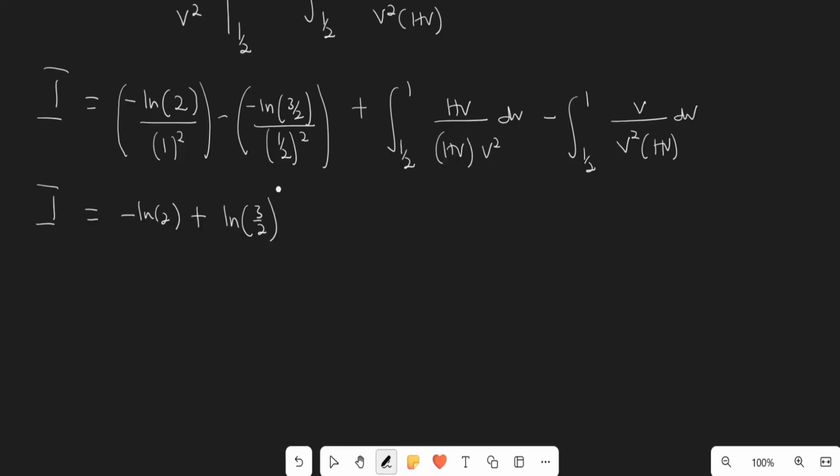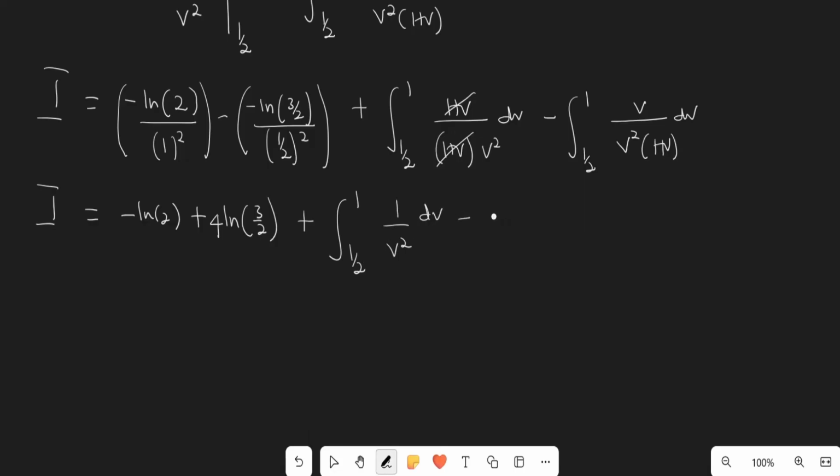All this one is divided by 1 over 4, which is 4, right? So this is 1 over 4. So 1 over 1 over 4 is 4, which is what we have here. Alright, and then plus the integral from 1/2 to 1. This one is going to cancel this one out nicely, and you are left with 1 over v squared dv.